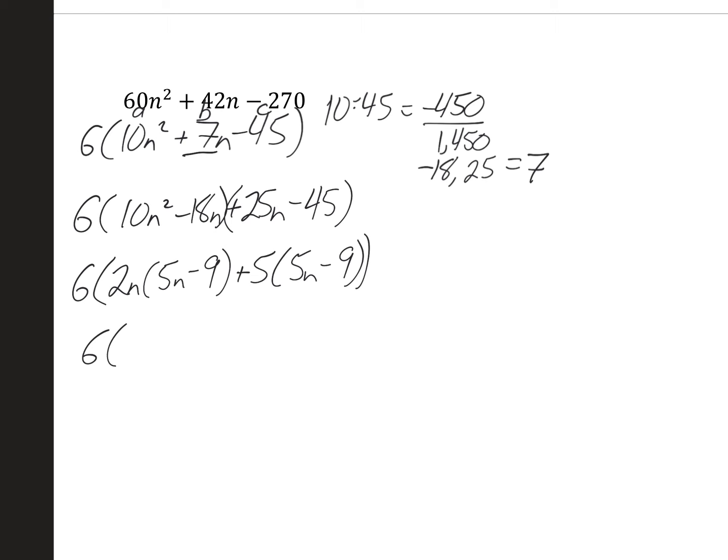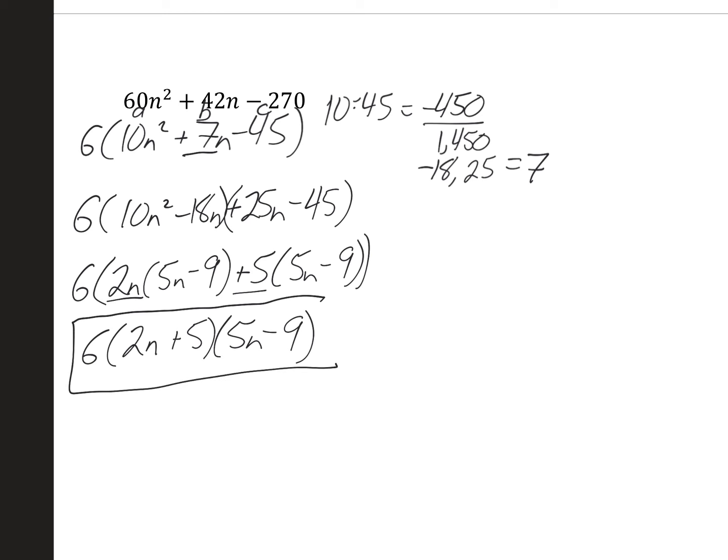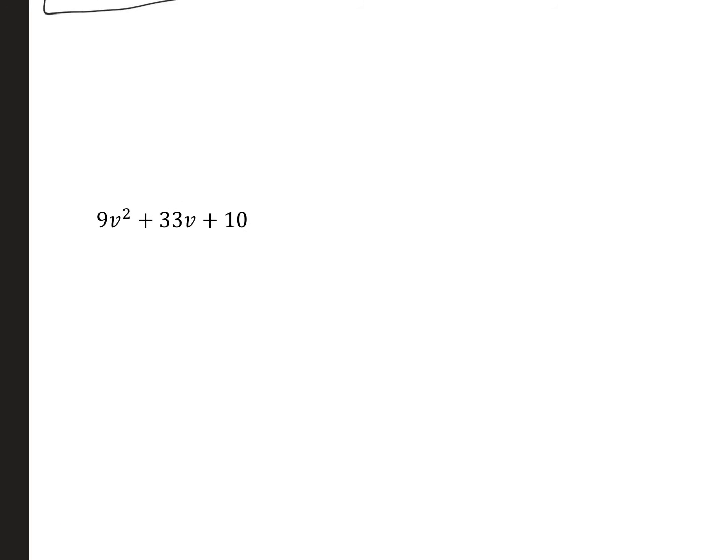So now we are ending up with 6 times 2n plus 5, because that's what was happening out in front, and 5n minus 9. Now you might be wondering, what if I would have switched them and said 25 and 18? You would still get the same answer. There's no way to mess it up once you get the right numbers. So let's go ahead and try out this next one.